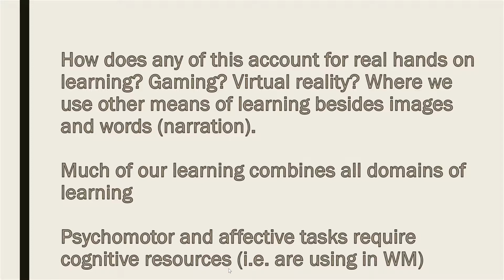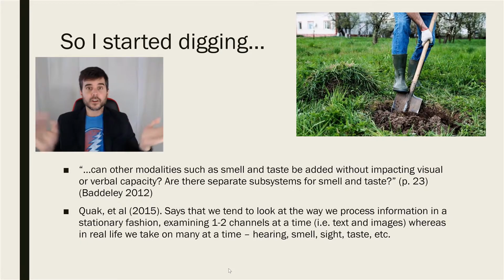And what I've come up with, based on what the literature shows us and what makes sense, is that these psychomotor and affective tasks require cognitive resources. They're using working memory. So even though we might separate them in Bloom's taxonomy, and we have different instructional strategies for affective tasks, or a different model for psychomotor tasks, which is great, when we're talking about what's happening in our mind, in our working memory, when we're trying to learn things, we're using those. So let's get to that in a second. So I started doing some digging.